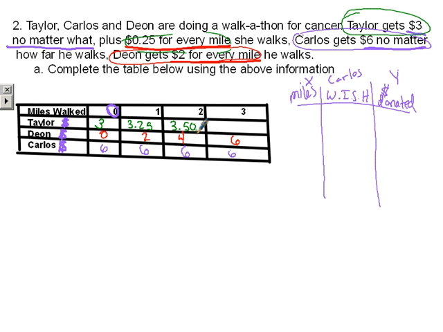If she walked 3 miles, that would be each mile 25 cents, a total of 75 cents for 3 miles, plus the original 3 would be $3.75. For any one of these people, you could do a what I see table that has miles and the money that they earn.